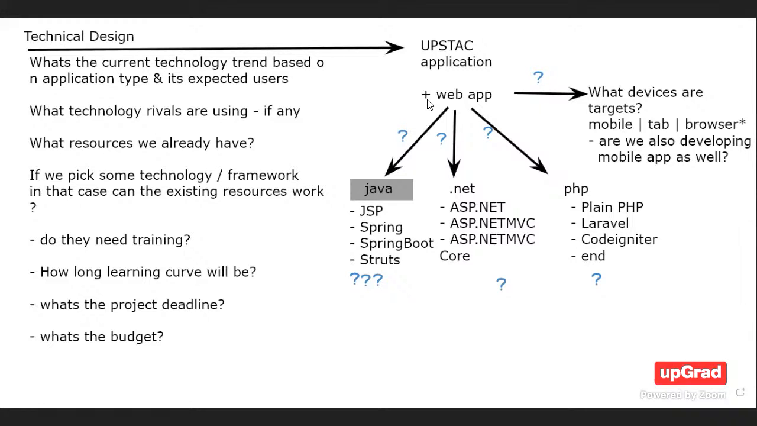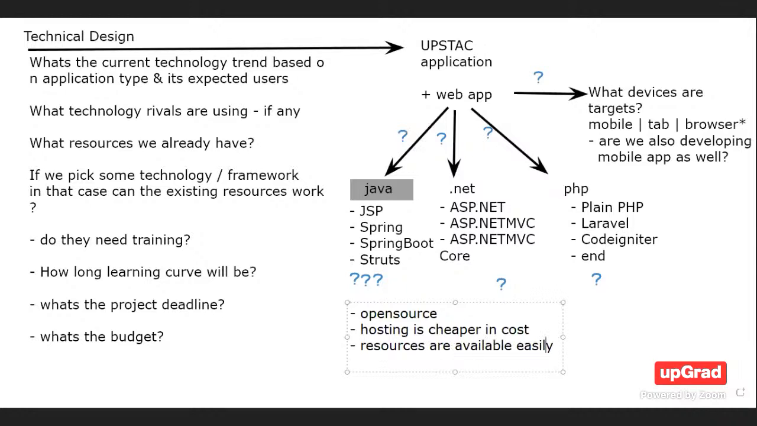Then maybe I have to justify to the client in such cases why I picked up Java. First of all, maybe it is open source. Maybe I would say something called hosting: when you develop an application and put it on the final server, hosting of such an application is available at a cheaper cost. So hosting is cheaper in cost that way. What else? Then something like resources are available easily. That can be one thing that we can have over here.